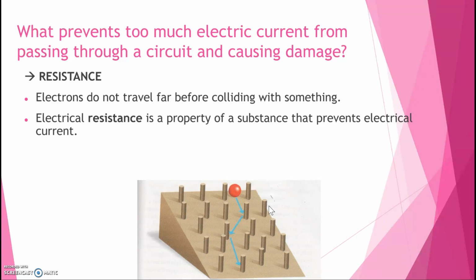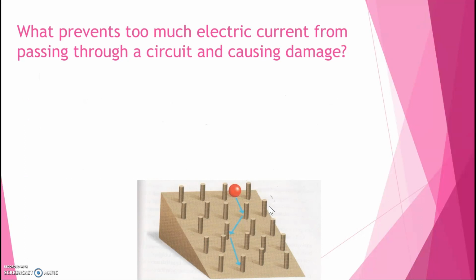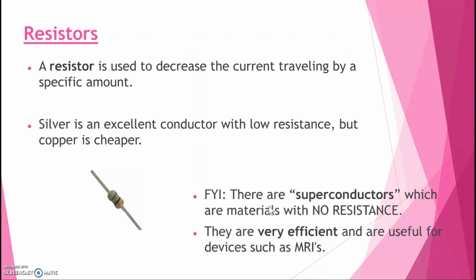And it also prevents fires or other hazards that may be caused by too many electrons traveling through a conductor. Because those wires will heat up if they're not insulated. And if those electrons have something to move to, they will. Resistors convert electrical energy into heat or light energy. A resistor is used to decrease the amount of current that travels by a specific amount.